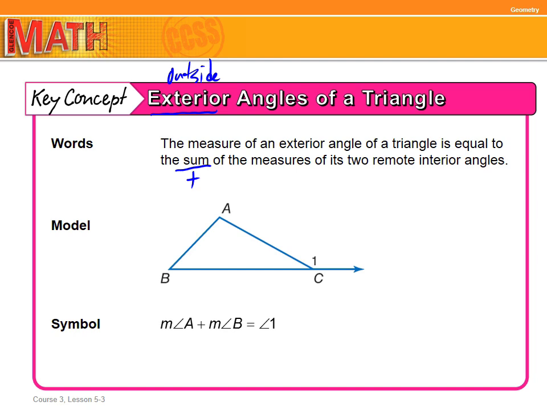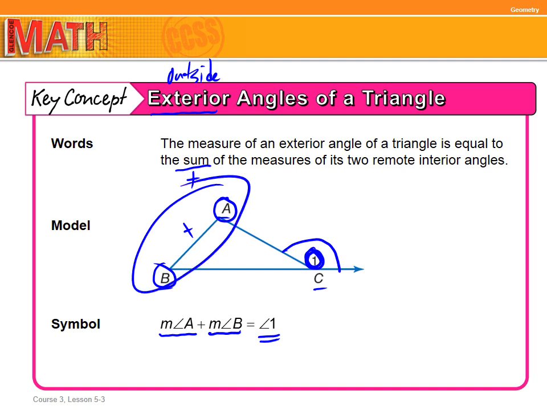So here we have this model. We have A, B, C. Those are the exterior angles. And then we have the measurement of angle 1. In symbols, we can say the measurement of angle A, which is here, plus the measurement of angle B is equal to the measurement of angle C. In order to find this angle here, we're going to add these two angles together. These are the remote angles to angle number 1.